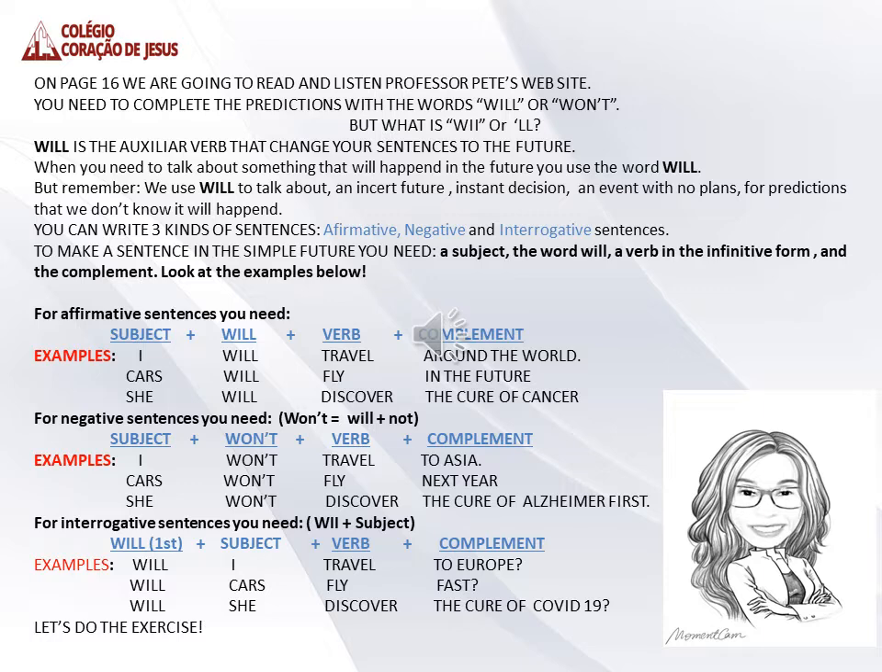You can write three kinds of sentence: affirmative form, negative, and interrogative form. To make a sentence in the simple future, you need a subject, the word will, a verb in the infinitive form, and the complement. Look at the examples below. For affirmative sentence, you need subject, will, verb, and complement.